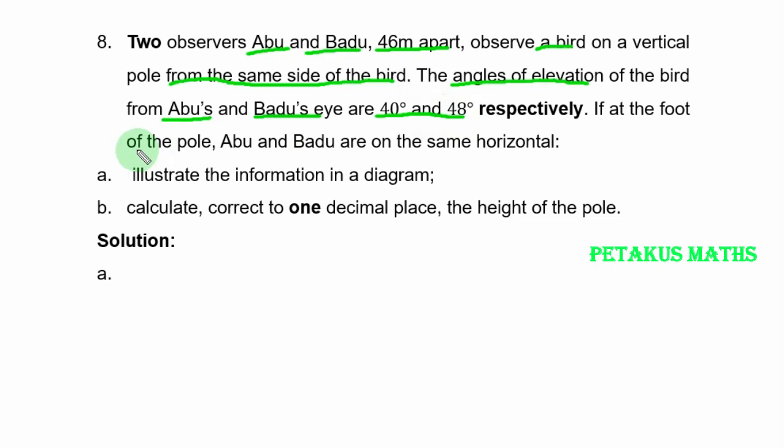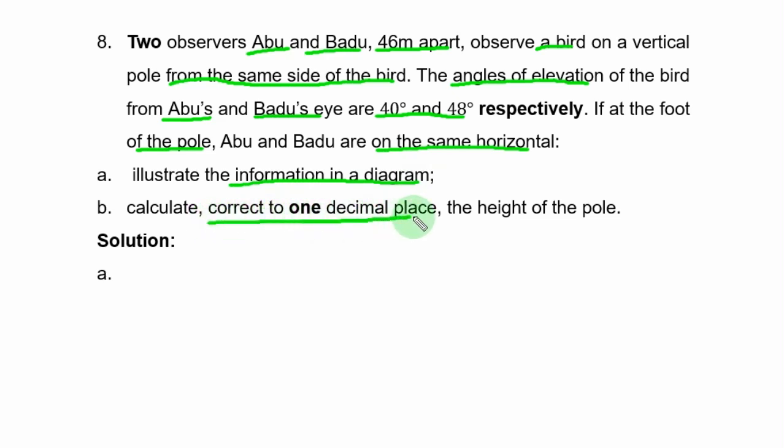If at the foot of the pole Abu and Badu are on the same horizontal: A, illustrate the information in a diagram. B, calculate correct to 1 decimal place the height of the pole.